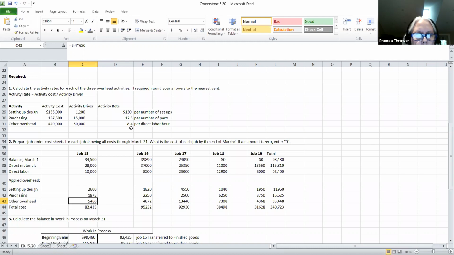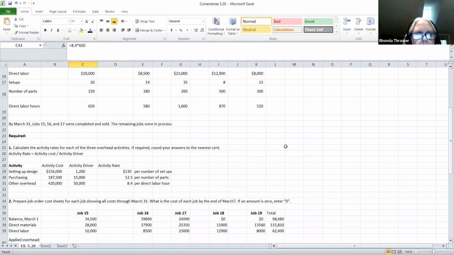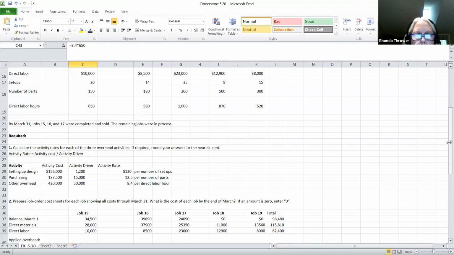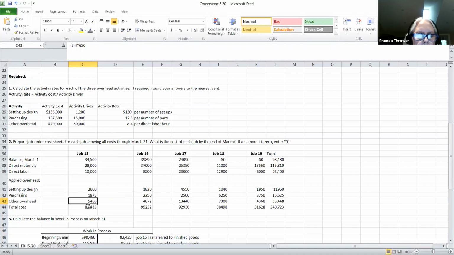And then to get the other overhead that is applied per the other overhead activity, we're going to take the per direct labor hour rate of $8.40 that we found earlier. This was the activity rate. Then we multiply that by the number of direct labor hours for this job. And that will give us the 5,460 as the total amount of the other overhead that was applied to job 15.